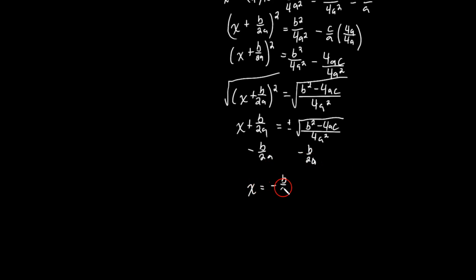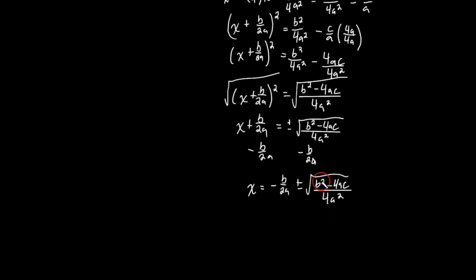negative b over 2a plus or minus the square root of b squared minus 4ac, that whole quantity over 4a squared. And now I just need to simplify this right side. Let's go ahead and see if we can simplify this a little bit more.